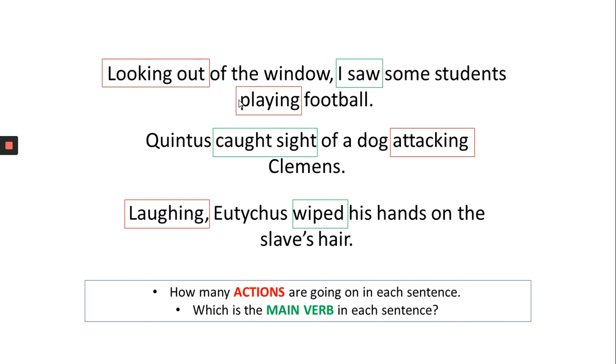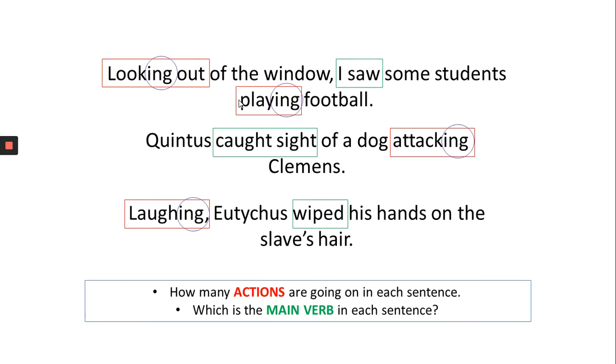Before we move on, take another look at the words with red boxes around them. Can you spot anything in common? They all end in ing. They are action words that are describing a noun, much like an adjective would. For example, in the second sentence, attacking is describing the dog. In the third, laughing describes Eutychus while he wiped his hands on that poor slave's hair.